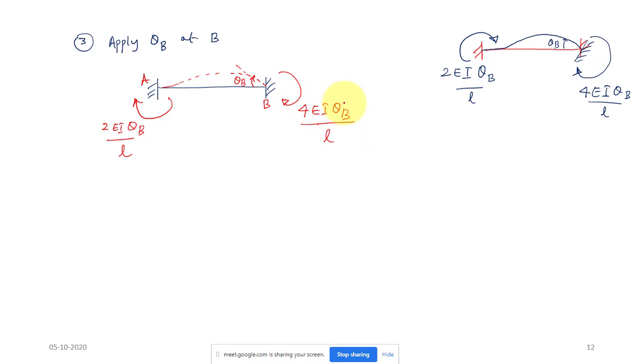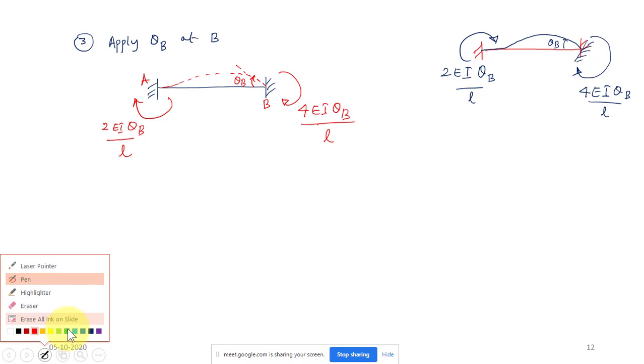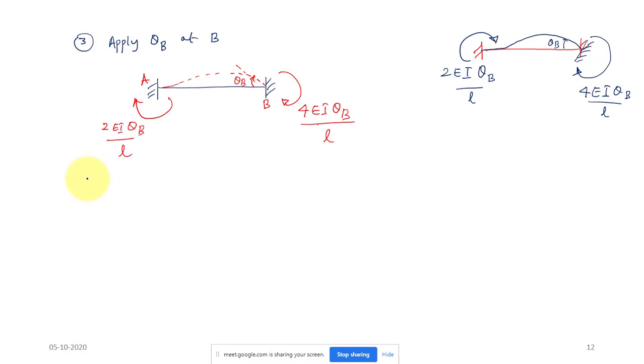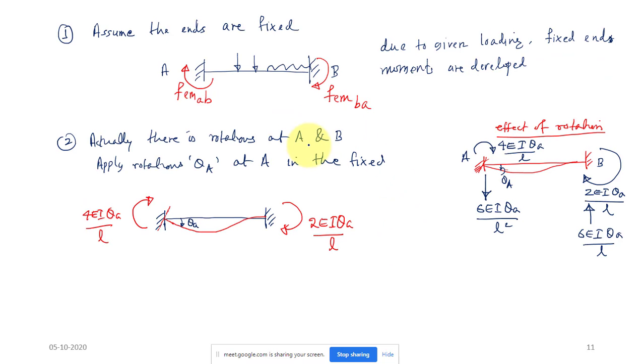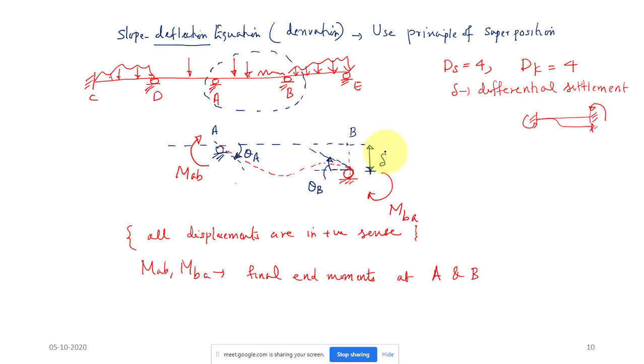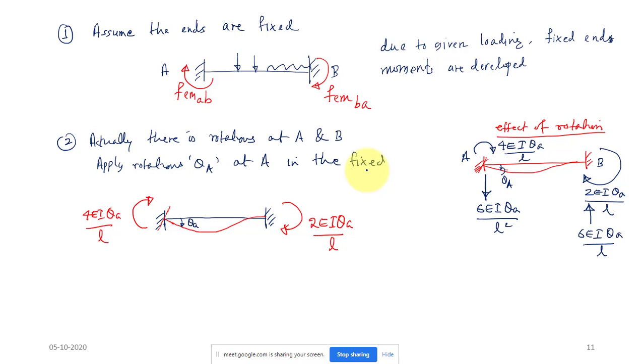So why is it higher? Because we are rotating the joint B. So one final step, the last step: what is the remaining degree of freedom? What is the remaining displacement? There is a settlement, or a relative movement of support B with respect to support A in the downward direction, delta. So next we will apply that downward displacement.